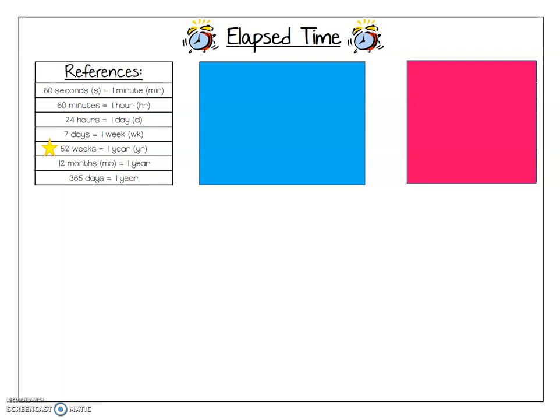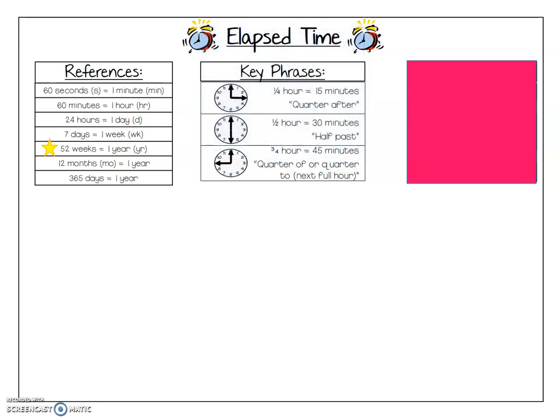Now, you're also going to be expected to know that sometimes you'll see minutes represented as a fractional part of an hour. For example, 1/4 of an hour is the same thing as 15 minutes. In word form, you might read this as quarter after. A half an hour is the same as 30 minutes. You might see this written as half past. And 3/4 of an hour is 45 minutes. You might see that as quarter of or quarter to the next full hour.